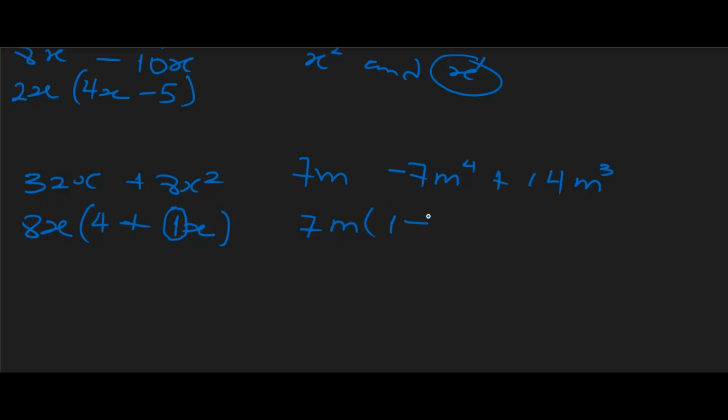7 goes into 7, 1. There's no need for me to write that. And then m goes into m exponent 4. That is going to be m exponent 3. Do you know why? Use the laws of indices, right? This sign that is plus should be here. And 7 goes into 14 two times. And then m goes into m cubed. That is going to be m squared. So that is our expression.